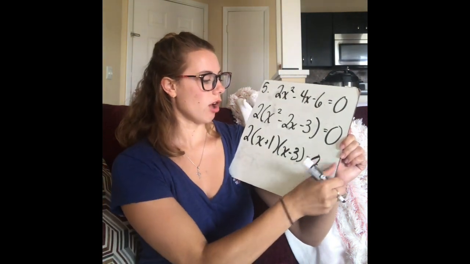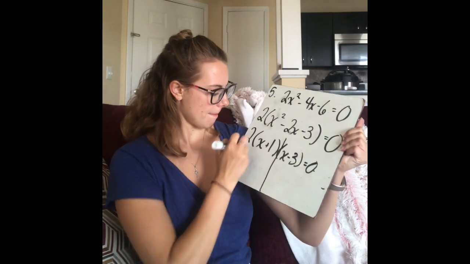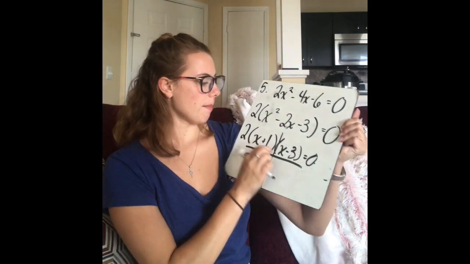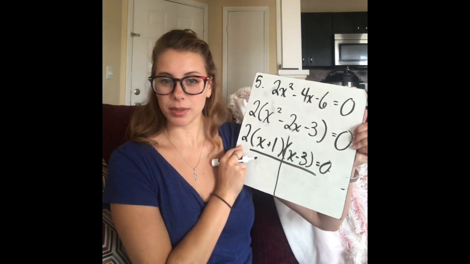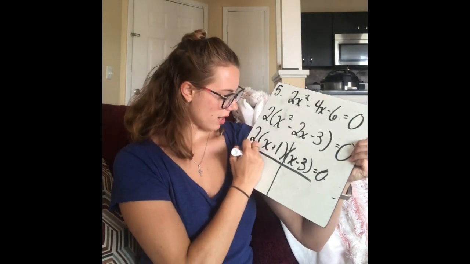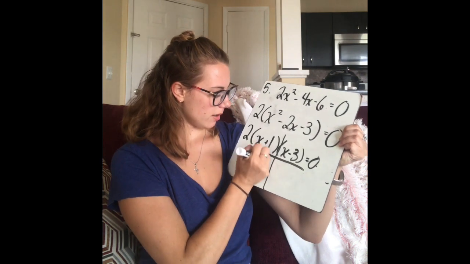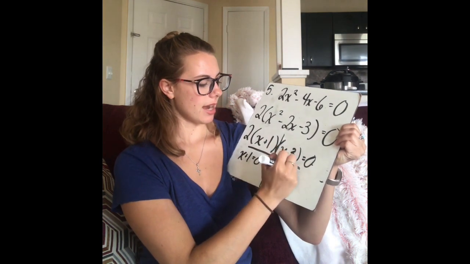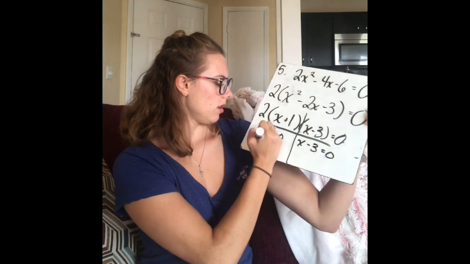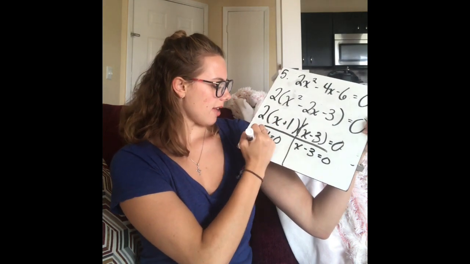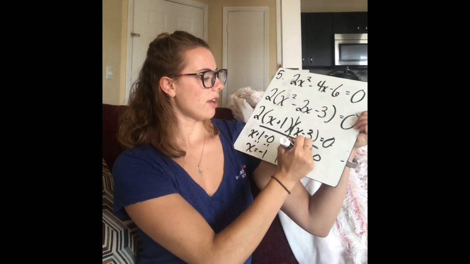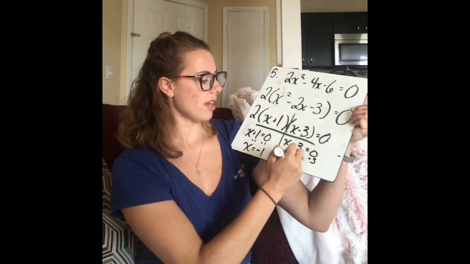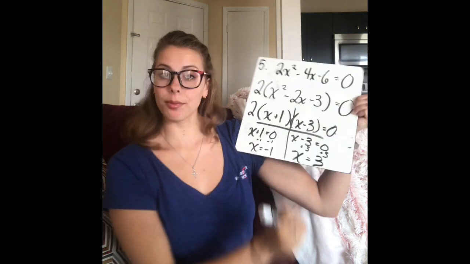Now, if we want to solve for x, I'm going to set both of these factors equal to 0. I'm not setting the 2 equal to 0 because it's not an x. So I end up with x plus 1 equals 0 and x minus 3 equals 0. I'll subtract 1 from both sides. I end up with x equals negative 1. And I'll add 3 to both sides, and I end up with x equals 3.